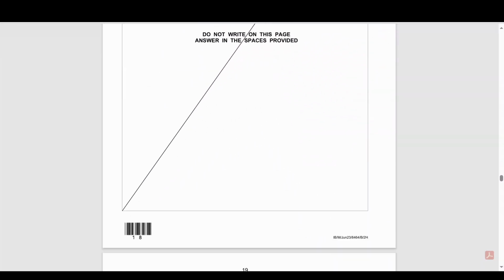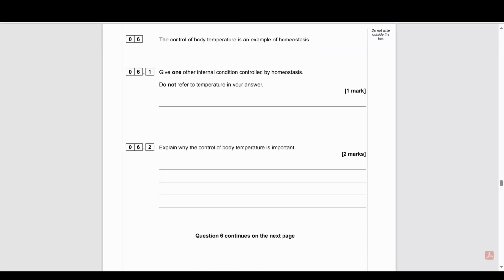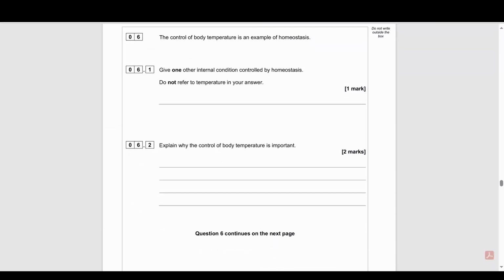Question 6. The control of body temperature is an example of homeostasis. Give one other internal condition controlled by homeostasis. Do not refer to temperature in your answer. Well, they don't want us to refer to temperature because it has already been mentioned above. So we need another example.